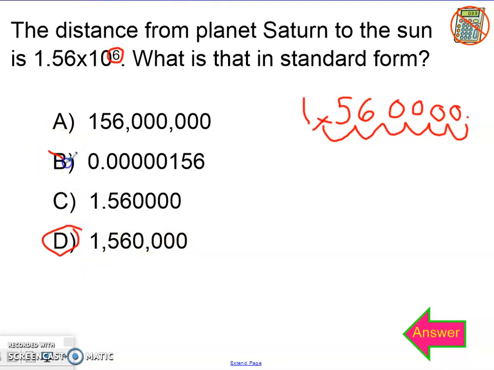Notice choice B is a decimal number. We could go ahead and eliminate that right away. Choice A has too many zeros behind the decimal. It has 6 zeros behind the decimal. We should only have 4 zeros behind the decimal because we moved the decimal 6 times. And C is definitely not it because look, that decimal point never moved. It's still between the 1 and the 5.